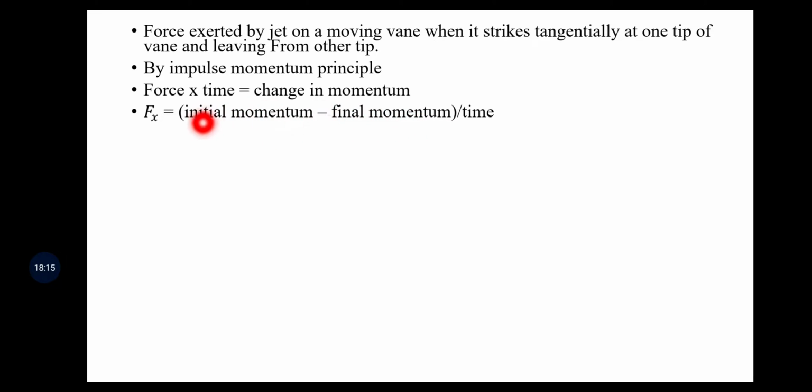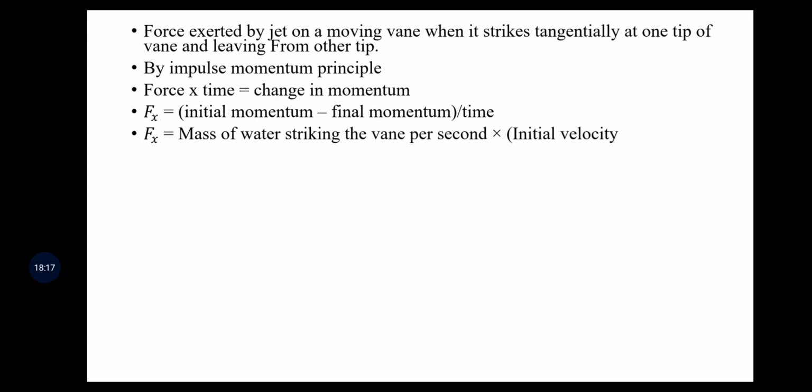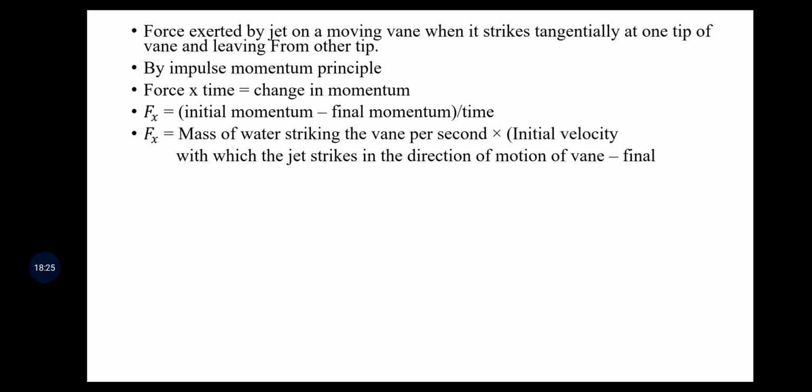So taking mass out of the same, we will have the formula as: mass of the water striking the vane per second, into the initial velocity with which the jet strikes in the direction of motion of the vane, minus the final velocity, that is, with which it is coming out of the jet.